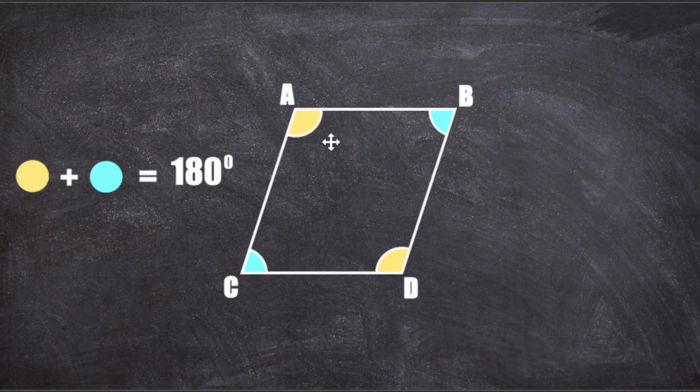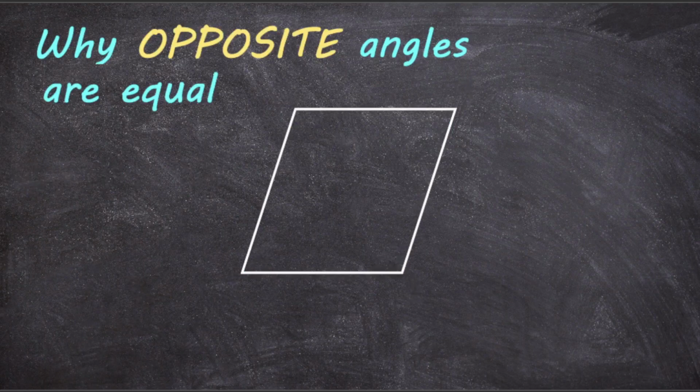The plan of the lesson is to show you why opposite angles in a parallelogram must have the same size and why adjacent angles must add up to 180. In other words, why they are supplementary. And at the end of the video, we'll have an example question to see if you've understood these properties. So why are opposite angles in a parallelogram equal?